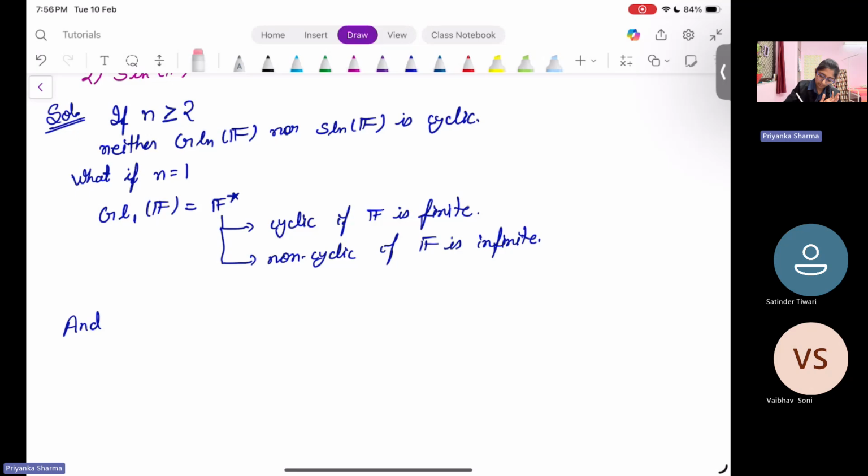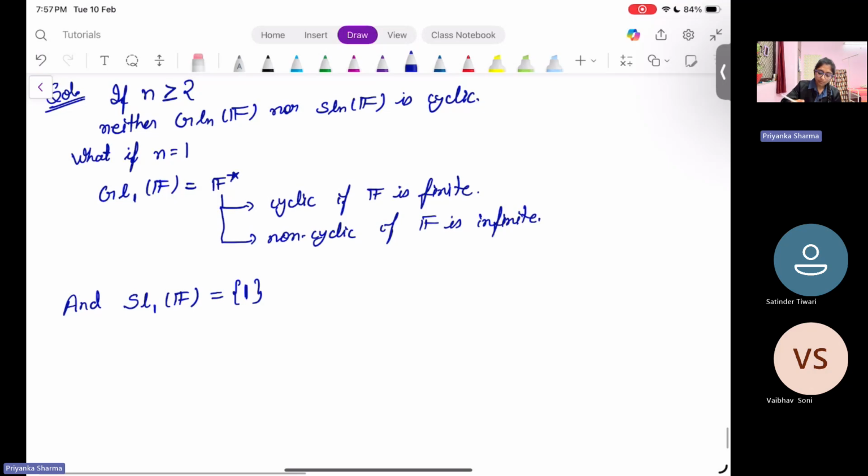Also, what about the special linear group, SL_1(F)? For n greater than 1, this is not cyclic. But what is SL_1(F)? SL_1(F) means the set of all 1 by 1 matrices, a single element, over the field F, such that the determinant is 1. What is the determinant of a 1 by 1 matrix? That is the element itself, no? We need determinant 1, so that can give only the element 1 itself. So SL_1(F) is only {1} with respect to multiplication.